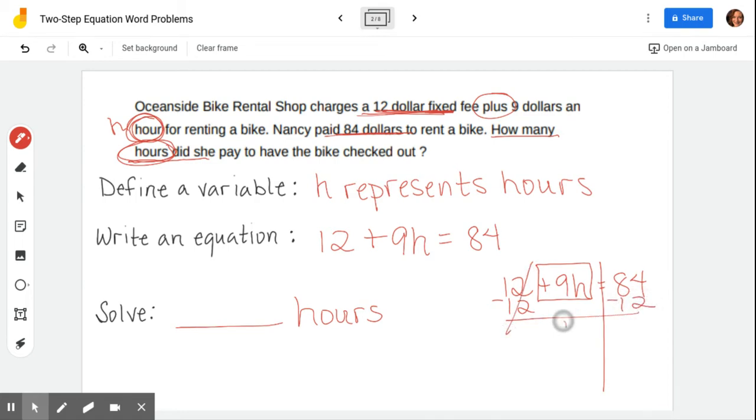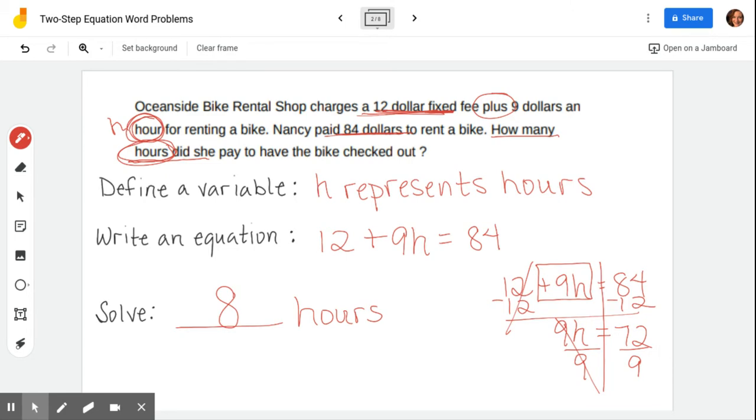Now I still have a positive 9h. I don't really need that plus sign right now. Equals 84 minus 12 is 72. The opposite of multiplying by 9 is dividing by 9. I just found out that she had the bike for 8 hours.